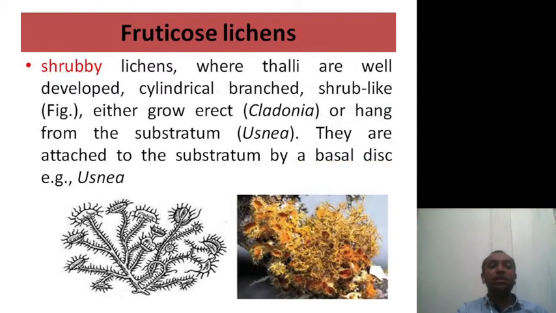Then we have Fruticose. It is a shrubby lichen, as you can see in the figure. On the inner side of it, they have a disc. With the help of the disc they attach themselves to the substratum.